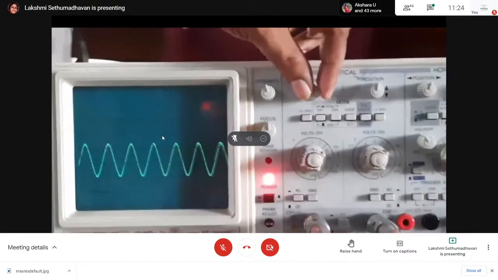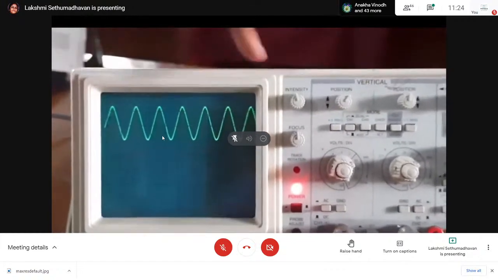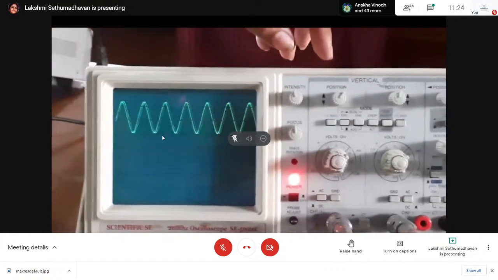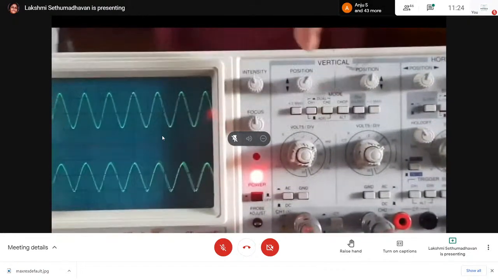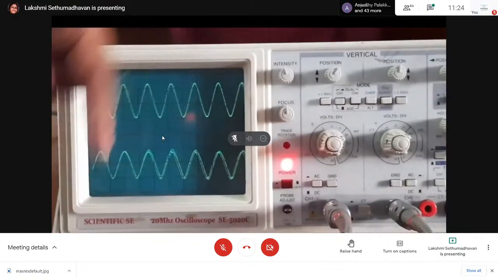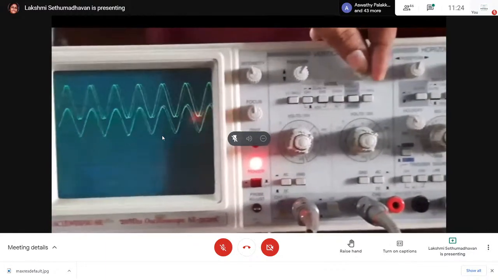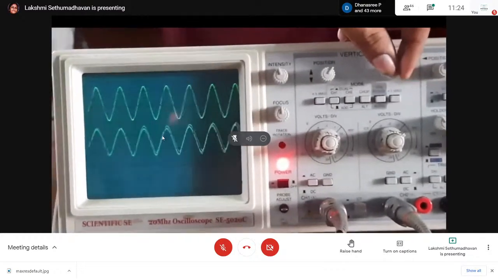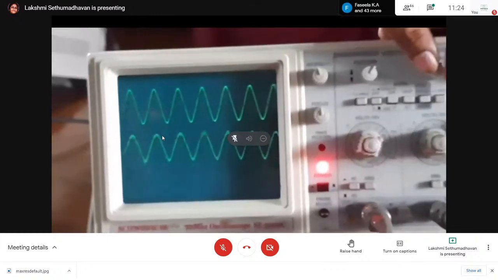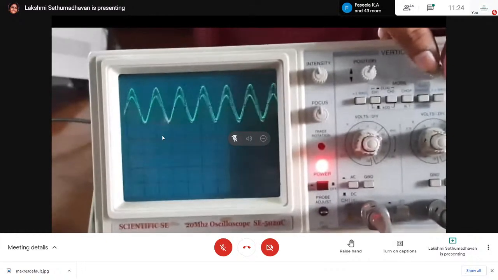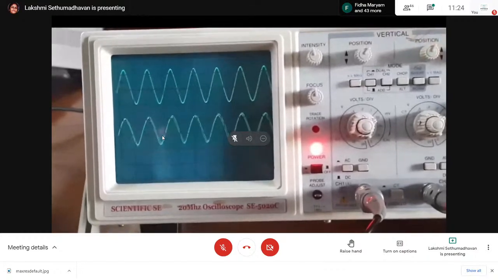So this is channel 1. I have given the input to observe to the CRO, that is channel 1 signal. And now I'll include channel 2. So this is the output in channel 2. You can see that the input and output is in phase here. That is, one sine wave overlaps with the other sine wave exactly. That is, input and output are in phase with each other.